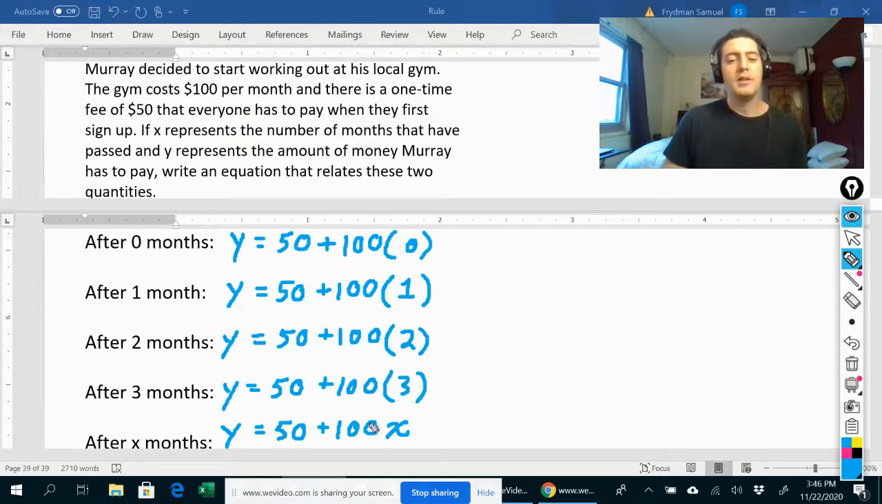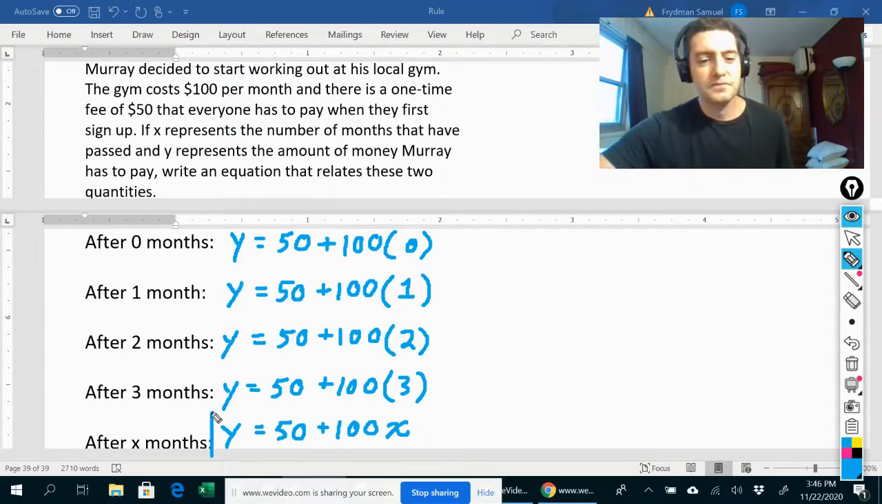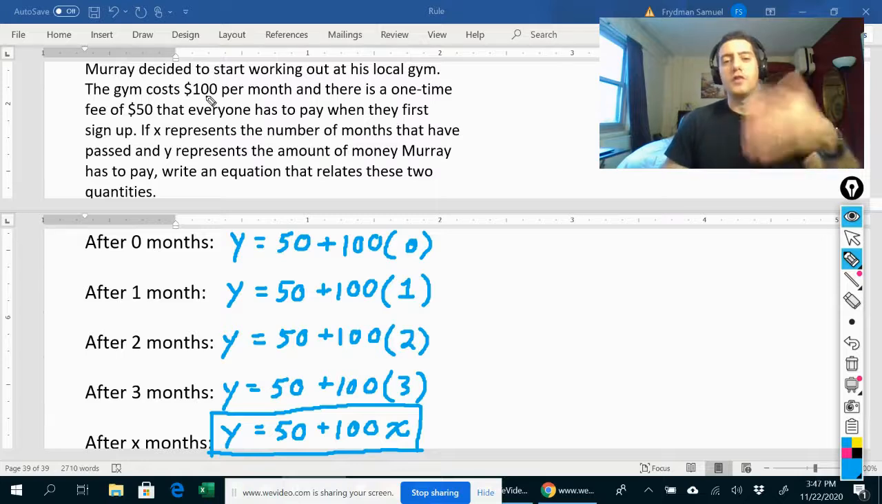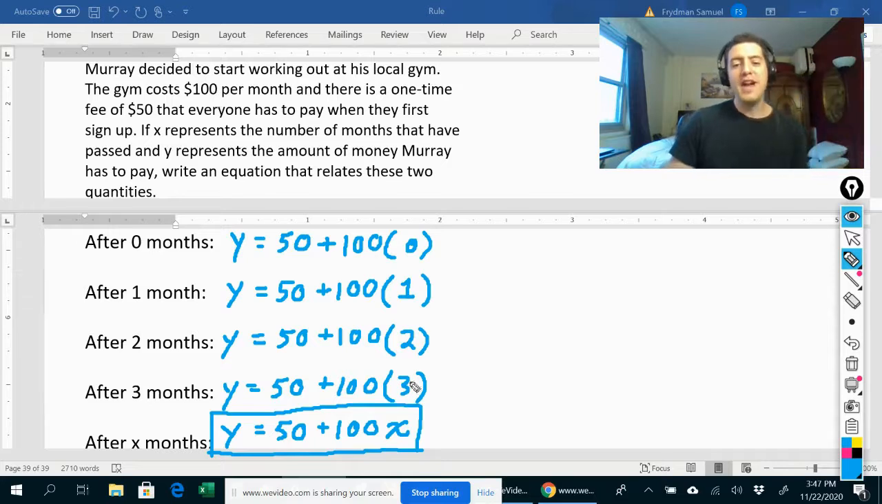But in general, the amount of money, Y, is equal to 50 plus 100 times X, okay, where X is the number of months, right? So that is the equation that would describe this relationship over here. Notice that the thing that you only have to pay one time, we don't put the X next to that. But the thing that is recurring over and over again, like Murray has to pay this $100 every month, that is going to have the X next to it. All right?